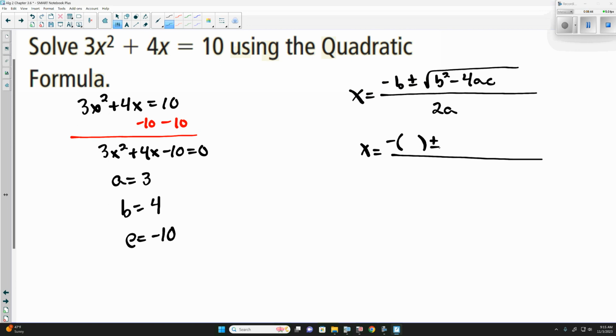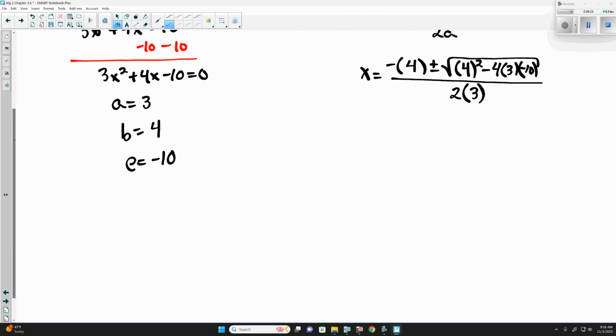Well, the value of B is 4, so we'll have negative 4 plus or minus the square root of B squared. So it's 4 squared minus 4AC. Well, our A value is 3, and our C value is negative 10. All over 2 times A, which would be 2 times 3. So with this formula, we get the equation equal to 0, plug in the values of A, B, and C into the formula, and now we'll simplify.